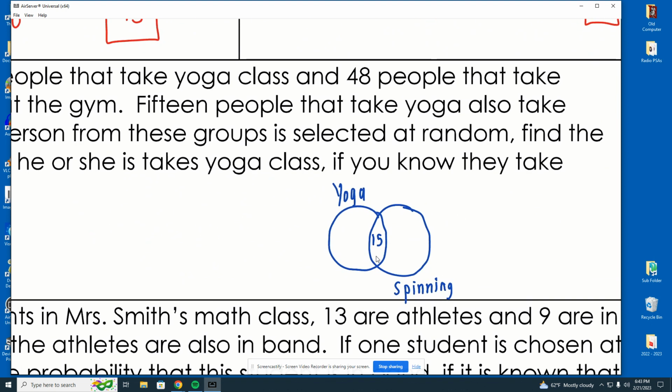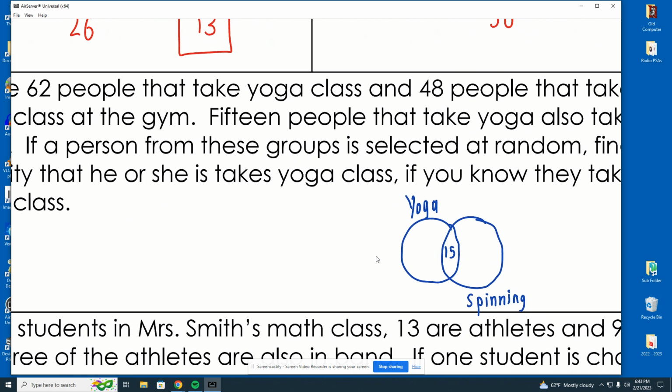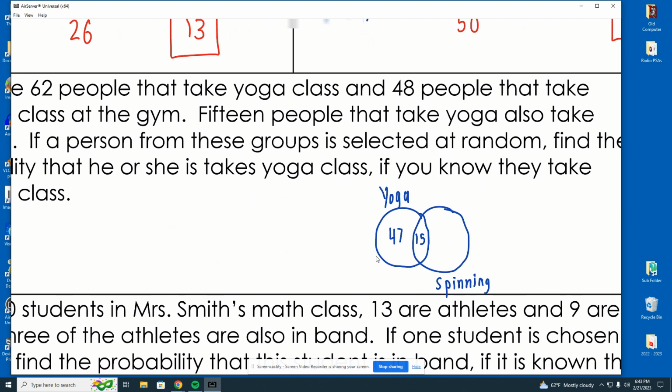So how many people take yoga only? Well, if 62 people take yoga, but 15 are in both, the people who take yoga only are 62 minus 15, 47. How many people spin only? Well, there's 15 that do both, so 48 minus 15 is 33.